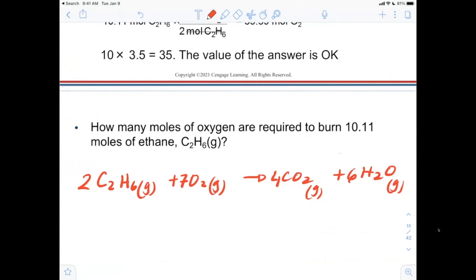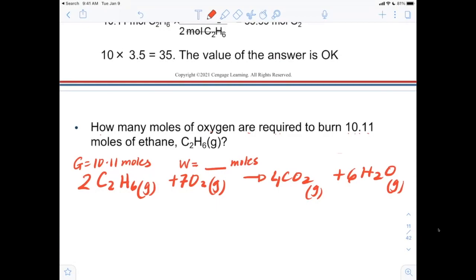Okay, now this is a question. How many moles of oxygen are required to burn 10.11 moles of ethane? How many moles of oxygen? My wanted was given to me first, but it's still what I'm looking for. So that is the wanted. What are the units? Moles. So my wanted is in the units moles. And then they're saying are required to burn 10.11. So the given here is 10.11 moles. So I'm going from given, 10.11 moles, to wanted moles.